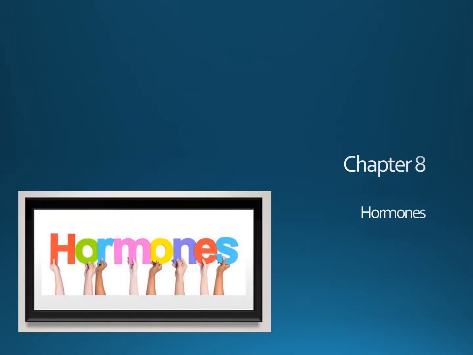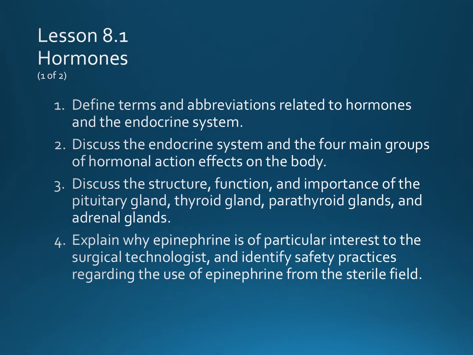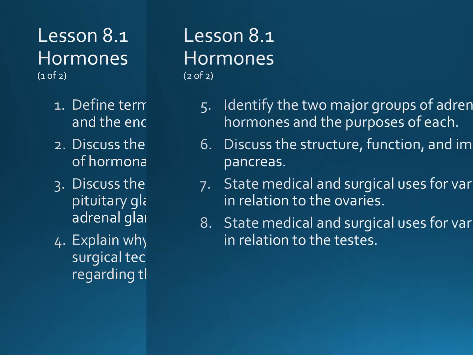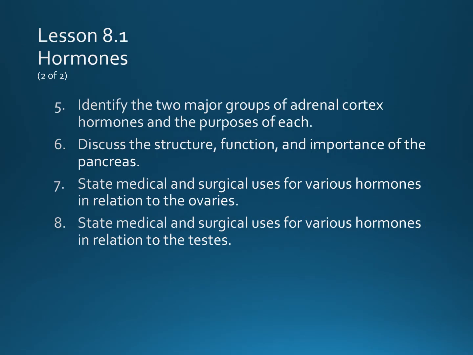Today I'll be discussing Chapter 8 in your book, which is all about hormones. We will talk about some terms and abbreviations. We'll also talk about the endocrine system and some of the major structures that are included in that. We'll also talk about some of the hormones that are important to you guys in surgery. And again, we'll go over some different structures and uses for the hormones that they produce.